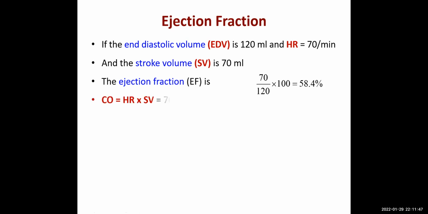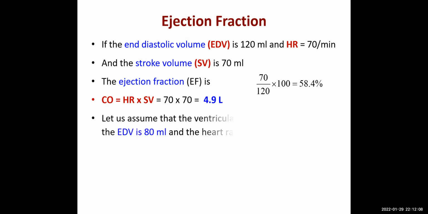All right, now the cardiac output is 4.9 liters because cardiac output is heart rate multiplied by stroke volume. All right, so I hope you remember this from your physiology. Now let us suppose that the patient has got diastolic dysfunction and the filling of the heart is impaired, all right?